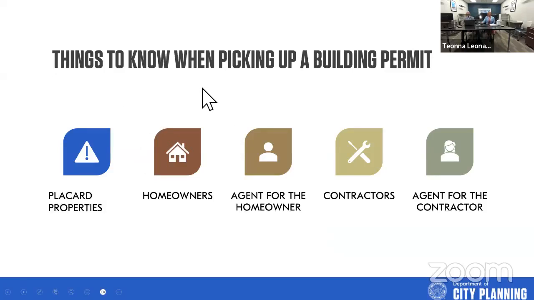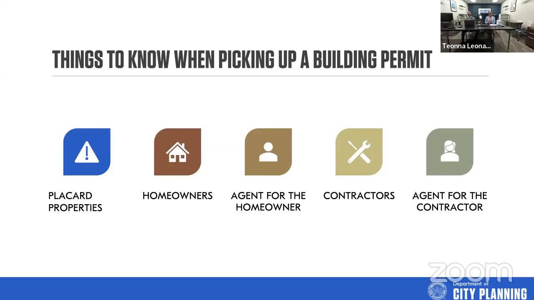So, things to know when picking up a building permit. Placarded properties: a property is placarded if it has been deemed uninhabitable or unsafe by the City of Atlanta Code Enforcement, which is not to be confused with zoning enforcement. Code enforcement is a part of the Atlanta Police Department. Zoning enforcement is under our purview.